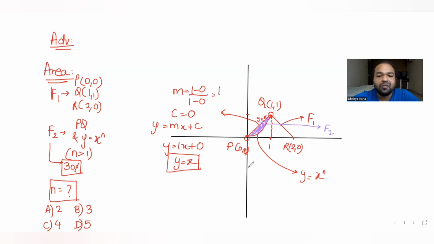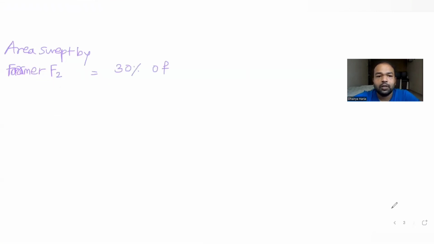So the triangle's area, if you see, base is 2 units and height is 1 unit. So the area of the triangle PQR, if I want to find out, that is half base times height. So you get the area of triangle PQR as 1 square unit. So he is taking 30% of 1 square unit, that is 0.3 into 1. So the area swept by farmer F2 is 0.3 square units.